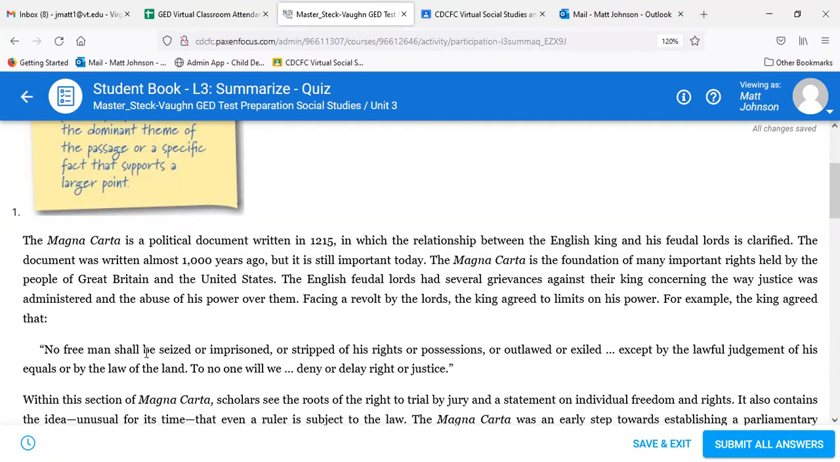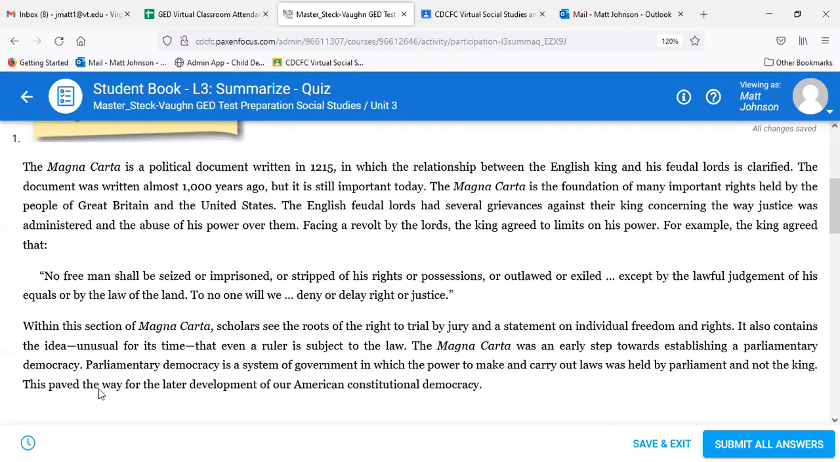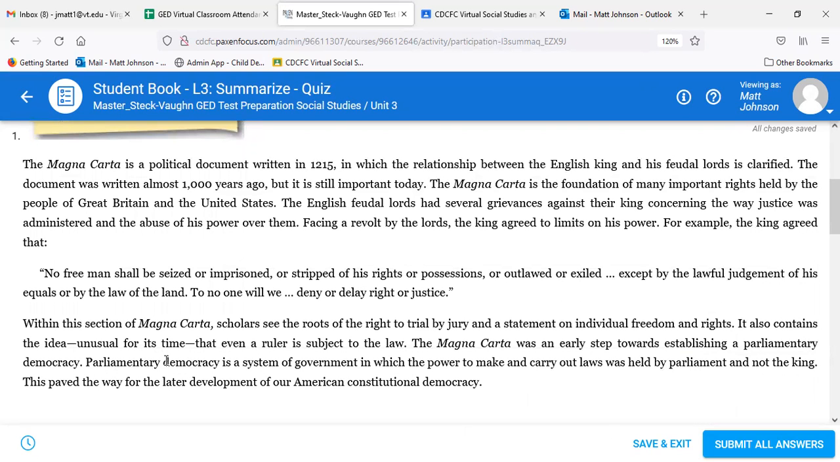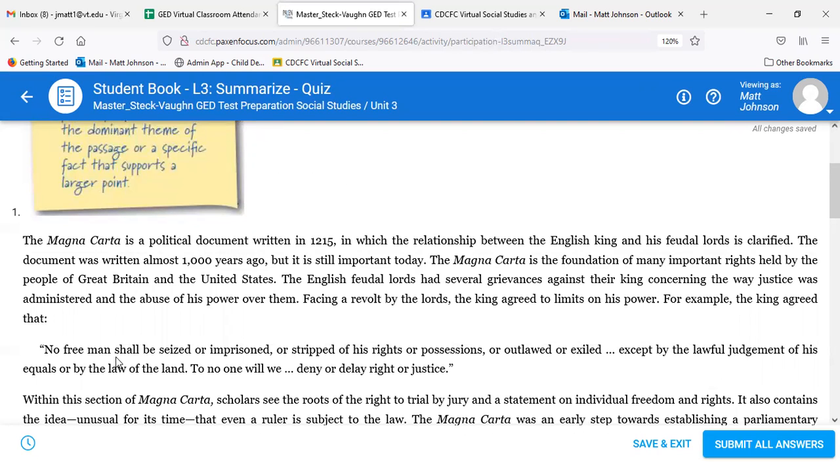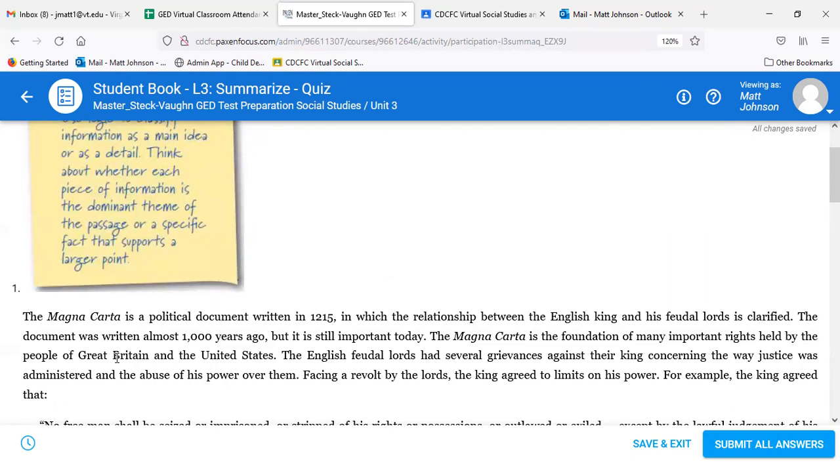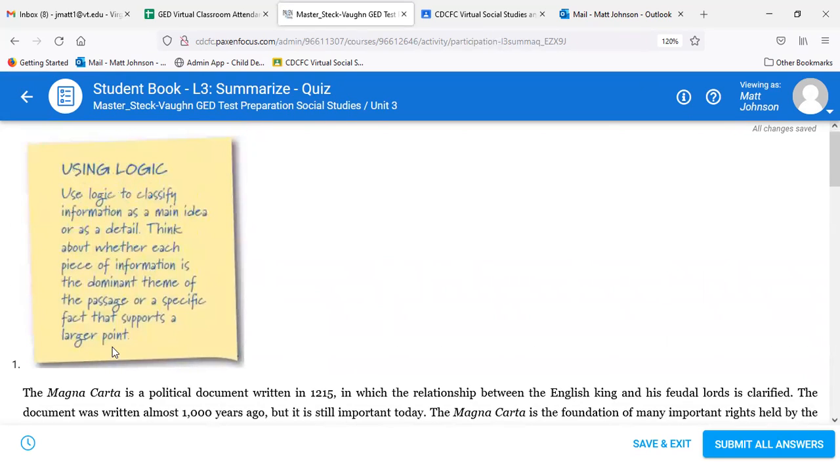So the idea that no free man shall be seized or imprisoned or stripped of his rights or possessions, outlawed or exiled. You could paraphrase that, shorten it up, just get to the main points. And then finally, it also established that the king would be held accountable under a system of government. That was the other point of the Magna Carta, that they are not all powerful, that they are not the absolute power in any government.